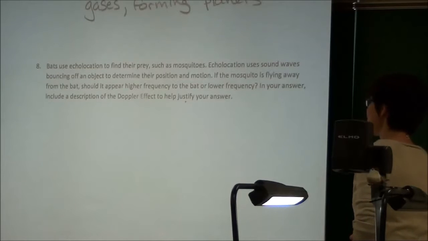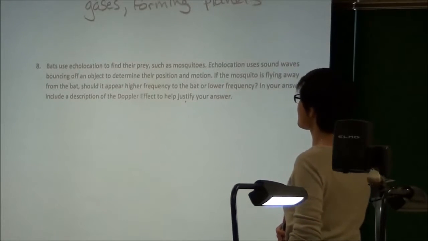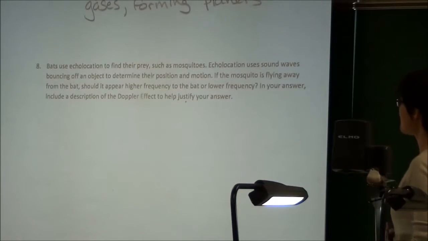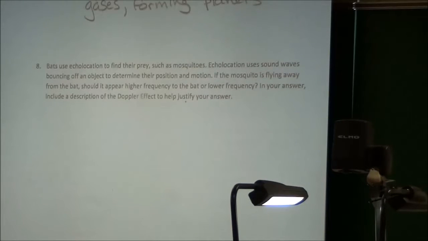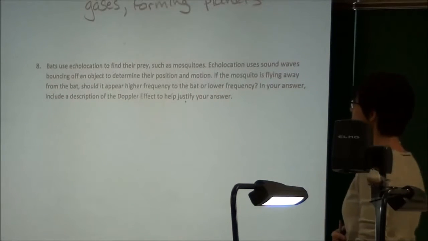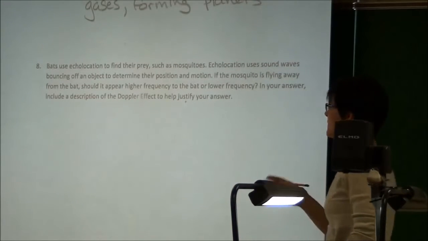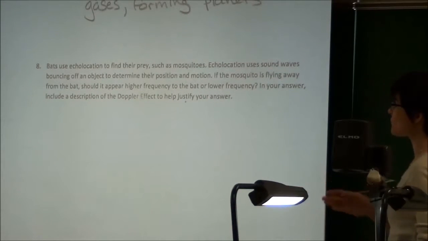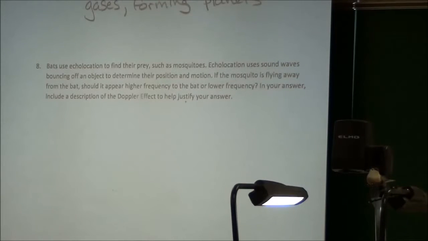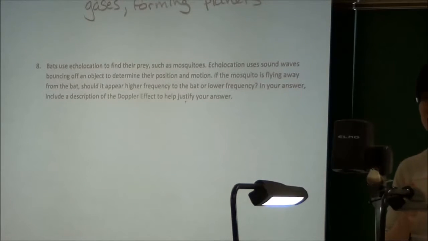Bats use echolocation to find their prey, such as mosquitoes. Echolocation uses sound waves bouncing off an object to determine their position and motion. If the mosquito is flying away from the bat, should it appear higher frequency to the bat or lower frequency? In your answer, include a description of the Doppler effect to help justify your answer. So we'll start off with that. What is the Doppler effect?